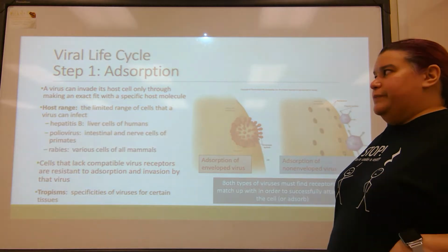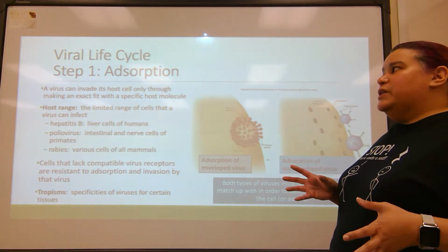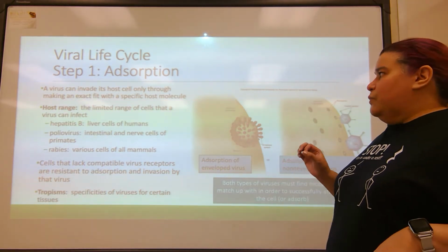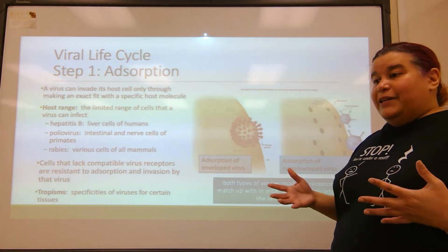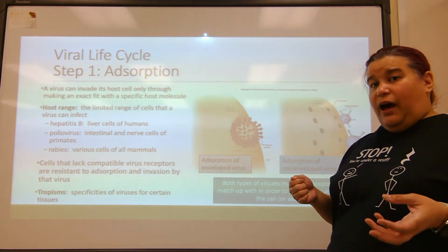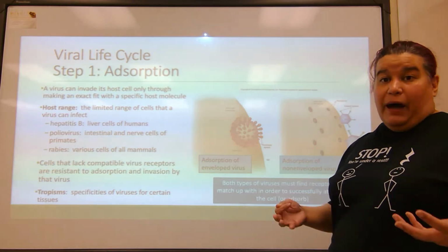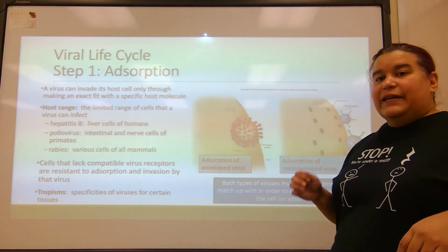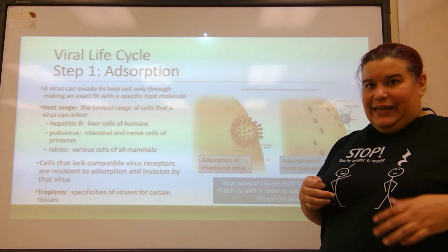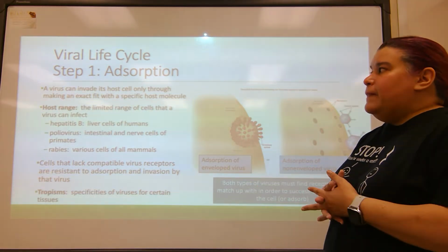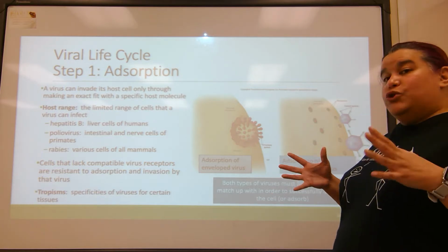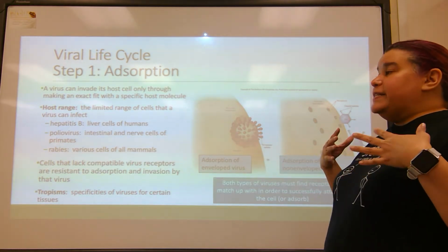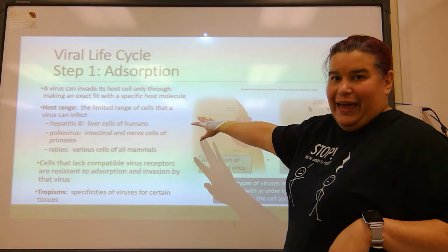So, adsorption. A virus can invade its host cell only through making an exact fit with specific host molecules. Remember what I said about the spikes. The spikes are like having a key that fits into a specific lock. Depending on the tissue in the body, depending on the animal or plant that it's infecting, if you don't have the lock that fits the key, you don't get in. Okay? So we call this a host range. Think about a range of things. Host range is a limited range of cells that the virus can infect.